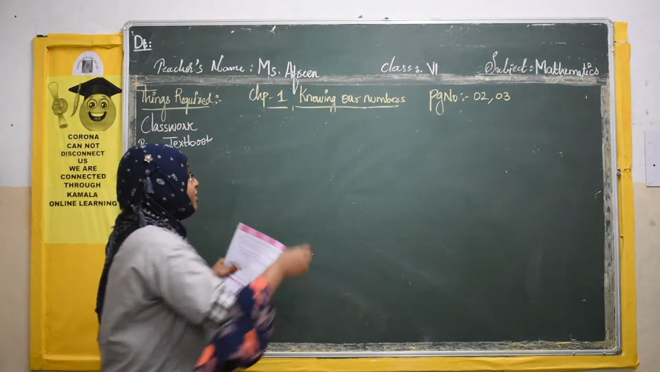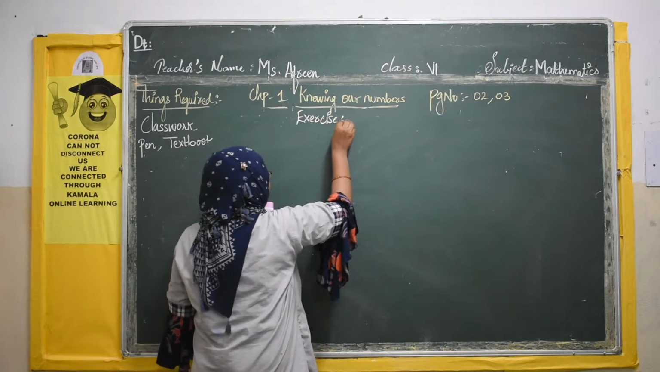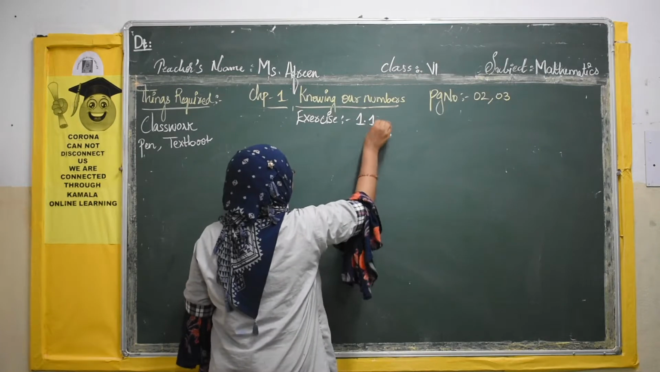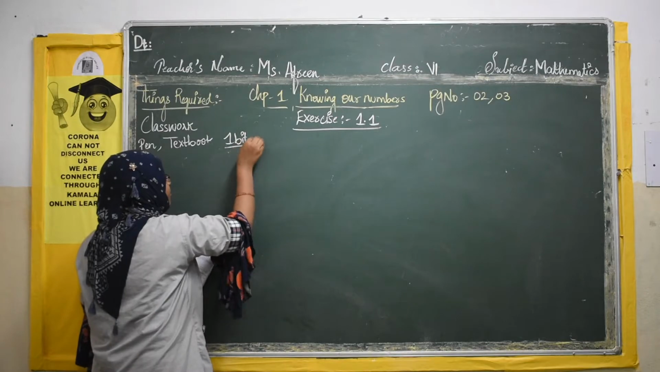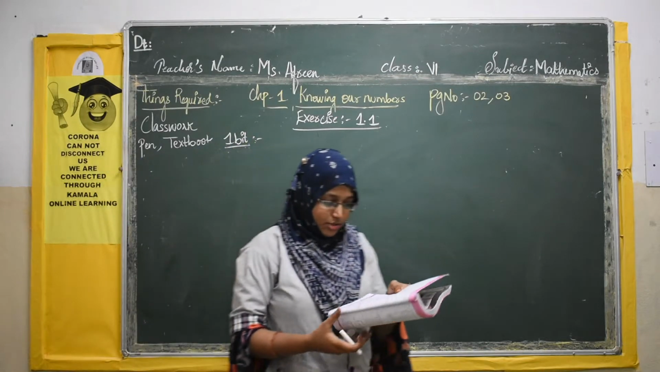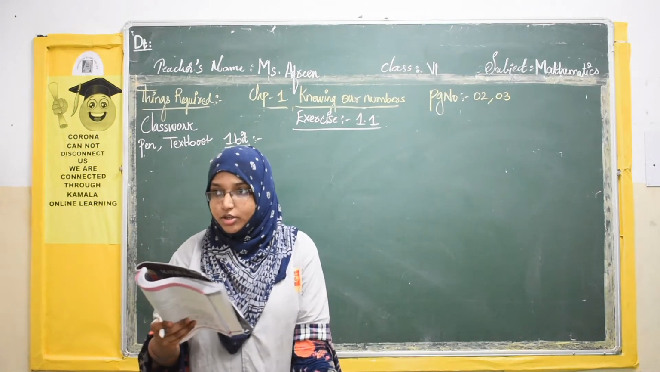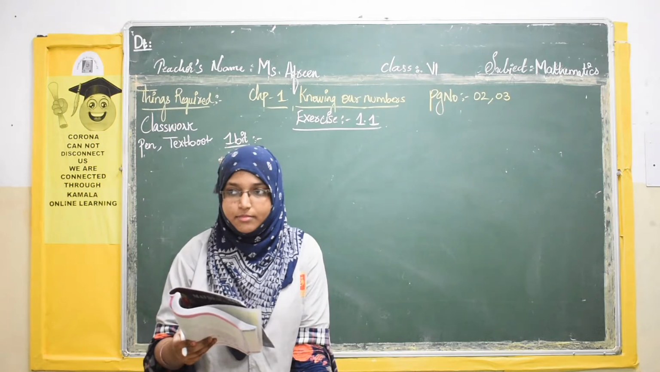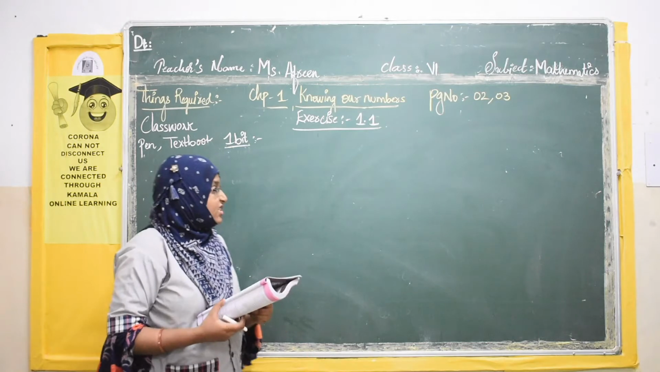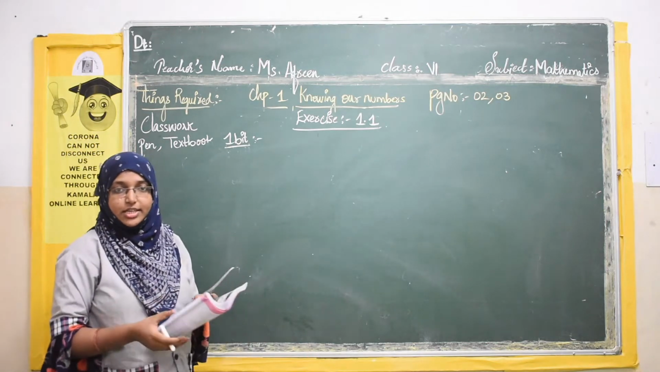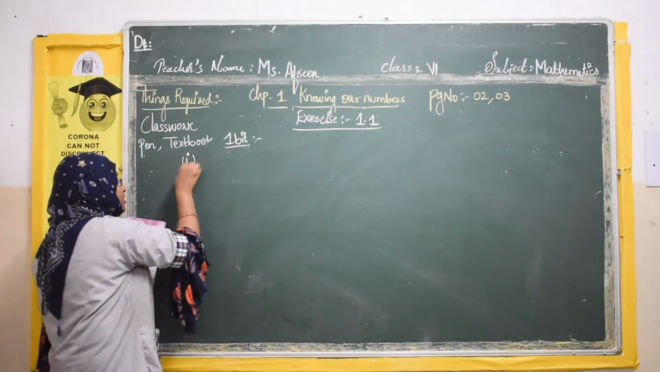So in exercise 1.1, first bit, page number 2. See what is the bit they are asking. Which is the greatest and the smallest among the group of numbers? This is like the previous one, where we took a set of series and found which is the greatest and the smallest. Now they have given the first bit is to find which is the greatest and smallest.